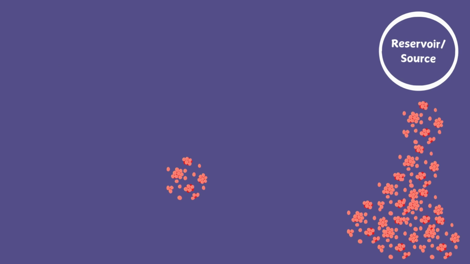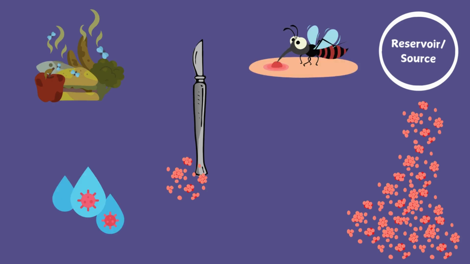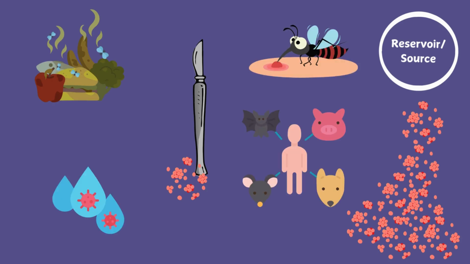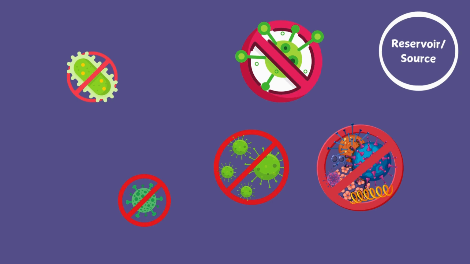Other examples of reservoirs or sources include equipment used on patients, contaminated food, insects, water sources, and animals. Each of these can provide the necessary conditions for microorganisms to survive and potentially spread to humans, continuing the infection cycle. So, how can we stop microorganisms from surviving and being passed on to another person?